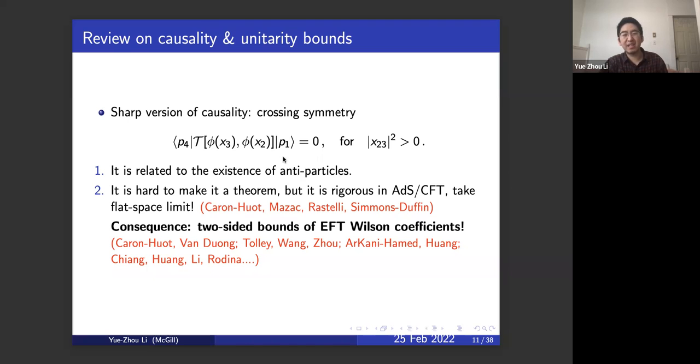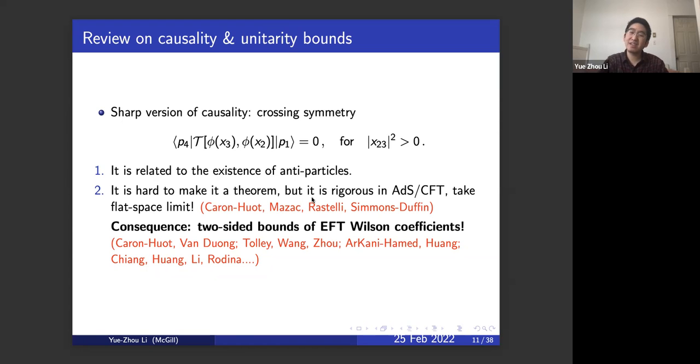But it's pretty hard to make it a theorem. I mean, this thing should be true, but if we want to translate it to crossing symmetry, we have to do a Fourier transform to momentum space, and this is very hard to prove. So it's a conjecture, an assumption that it's true. Causality means crossing symmetry, but it's really hard to make it a theorem. Many people have been making efforts toward this, but it's hard.